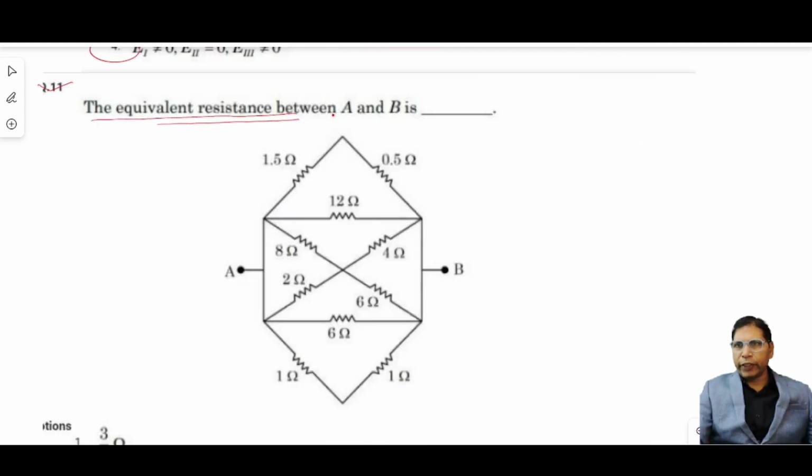Okay. Now question number 11. The equivalent resistance between A and B. Look at this, from A and B, this is the 0.5, this is the 1.5.